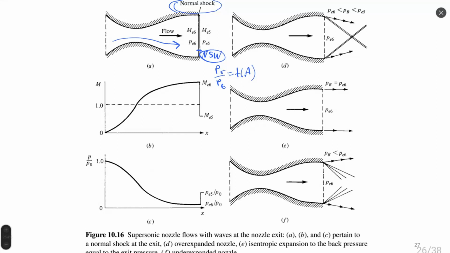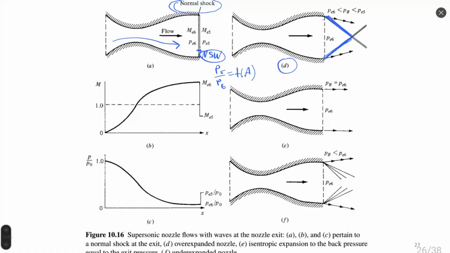If we have a bigger value of pressure, then pressure 5, which corresponds to a normal shock wave, we can have an oblique shock wave, which is shown here in case D. An oblique shock wave, which stays at the exit of the supersonic nozzle.